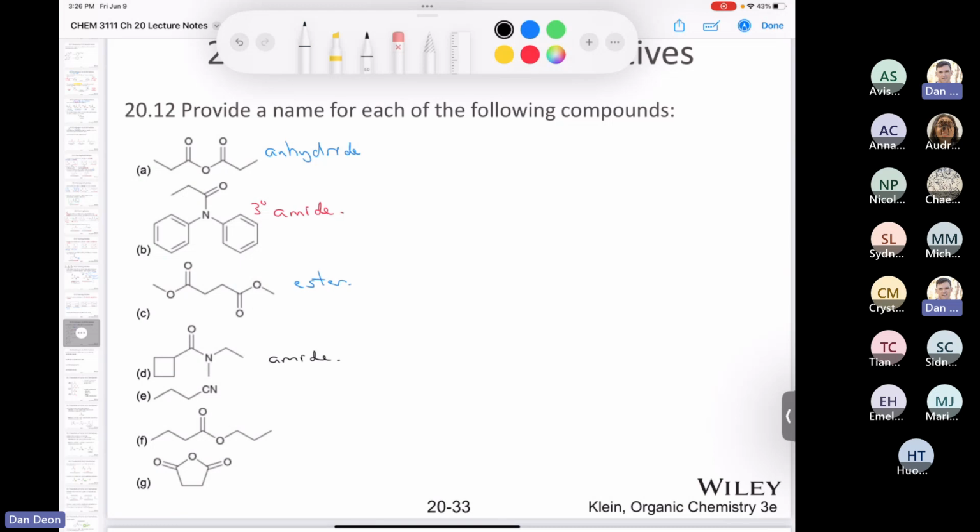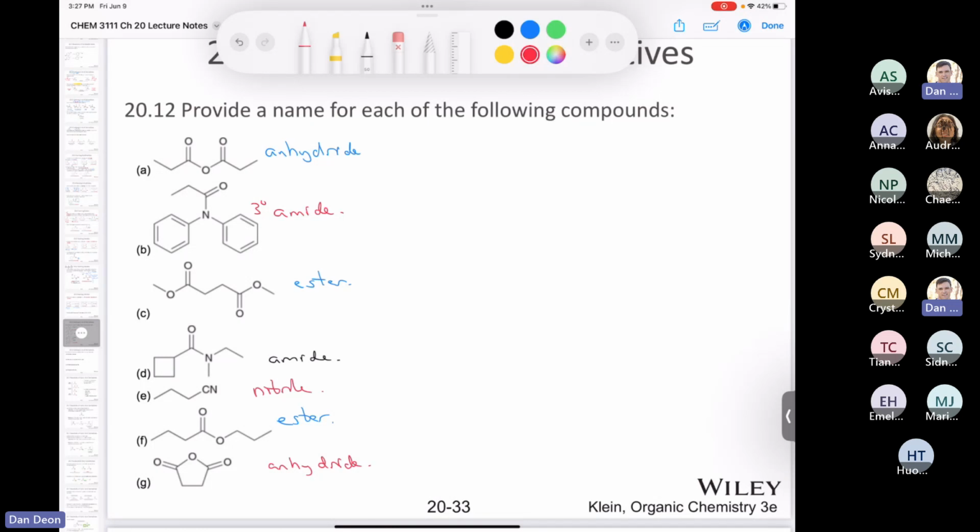And you've got two different R groups. The next one is another ester, and the last one is an anhydride as well. So what I want you to try to do is come up with a name for each one of these. E is a nitrile, so this is a nitrile here.